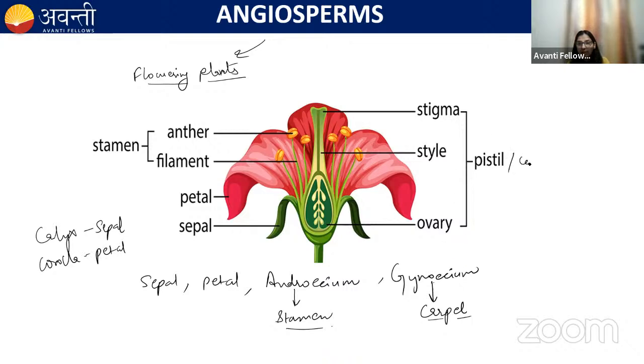So the pistil or the carpel consists of three parts. Number one is the stigma, second is style, third is ovary. Stigma is present at the top, and it is the portion which receives the pollen grain, okay? Let's say this is a pollen grain. The landing of the pollen grain takes place on the surface of stigma. This long tube-like structure is the style. And this portion is the ovary, which consists of ovules.